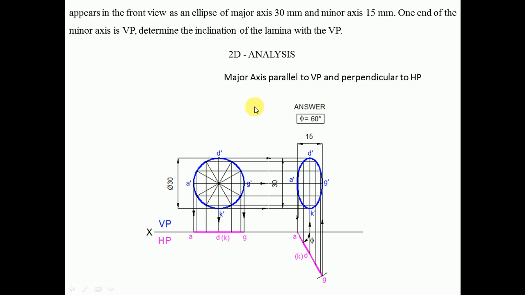So here the major axis is parallel to VP. So the major axis is DK. So he says one end of the minor axis in VP, determine the inclination. So here the major axis is parallel to VP and perpendicular to HP. That is, DK is perpendicular to HP, and DK in the top view is parallel because both the endpoints D and K are equidistant from the vertical plane. So the major axis is parallel to VP and perpendicular to HP.